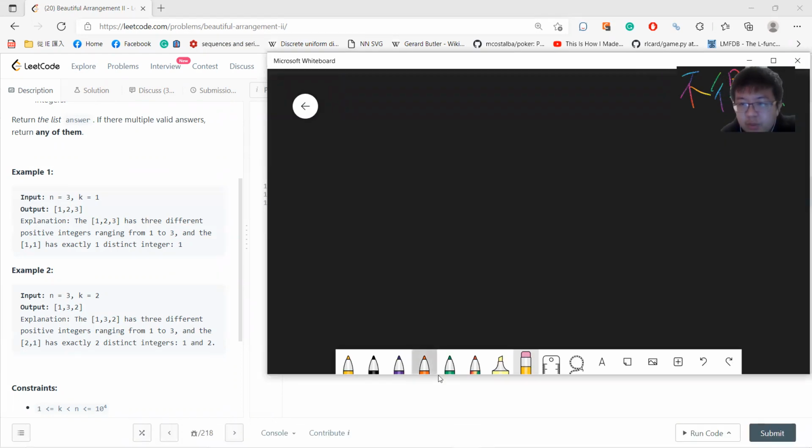So the first idea should be brute force, right? But you get all permutations of 1 to n, so you get n factorial. So brute force cannot work because your n can be at most 10 to the 4, right? So there's no way. And so this solution can be built from scratch.